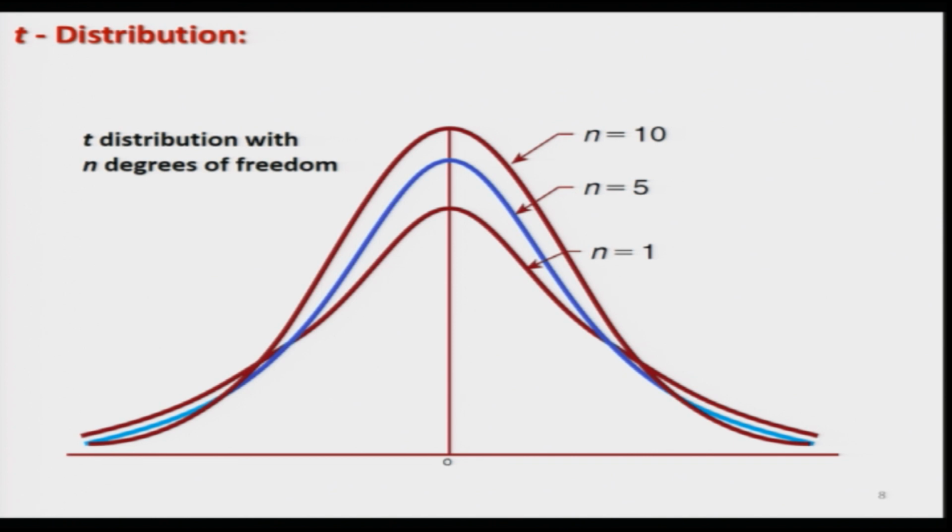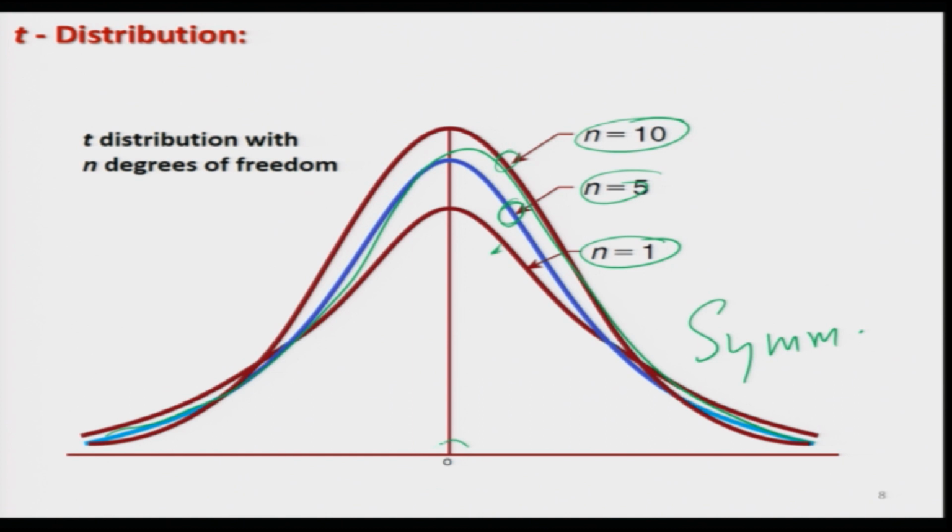but we will use it later on. But just to show you how the t distribution looks for different degrees of freedom: if I take n equal to 1, this curve will look like this. If n is equal to 5, the curve becomes like this blue one, and if n is equal to 10, the curve becomes like this one. You can see that this is a symmetric curve, symmetric about 0.